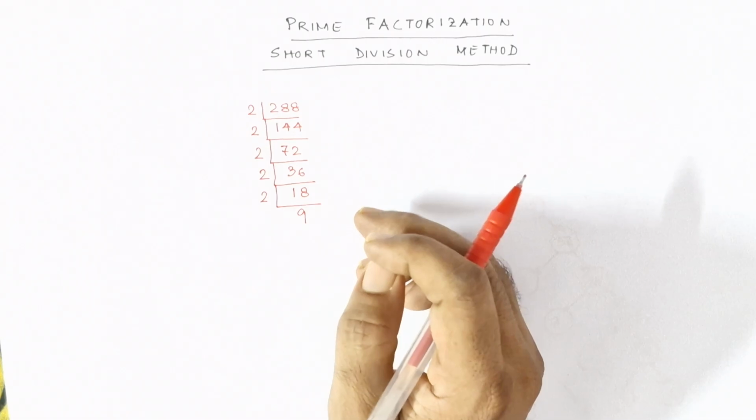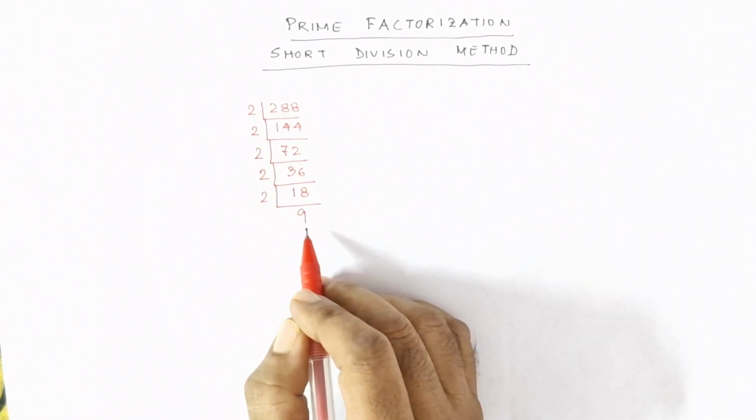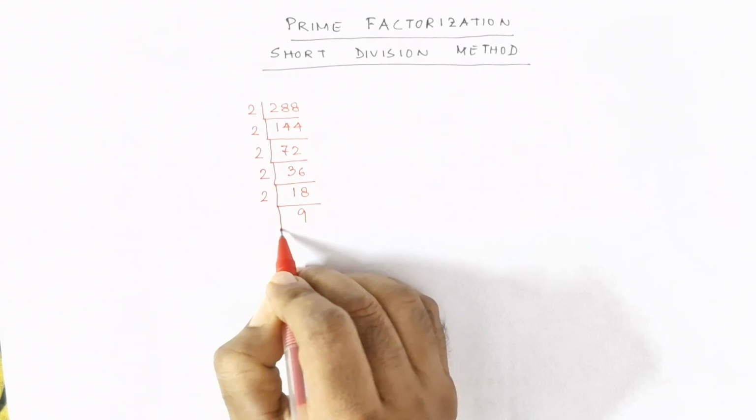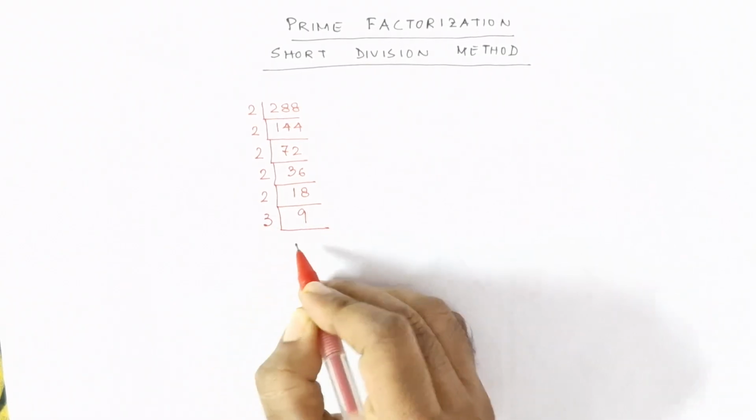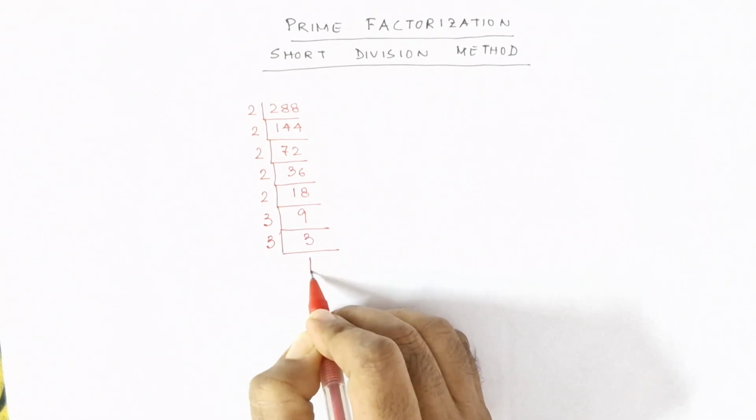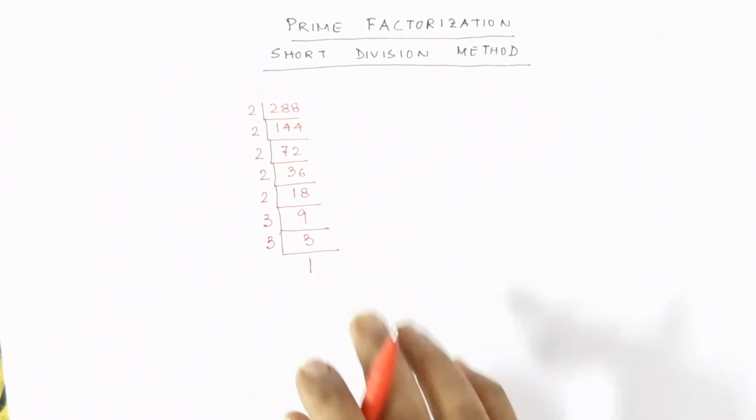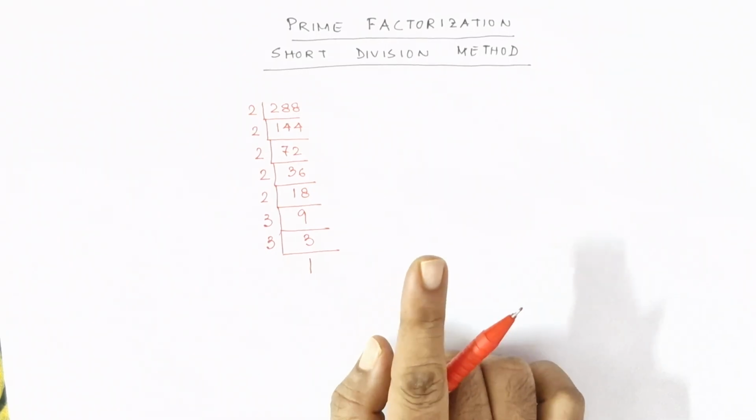So what will be the next prime number after 2? That will be 3. 3 divides 9 exactly. So we'll divide it by 3, then again 3, 1. So we'll stop here. As we said, we'll stop when the final quotient is 1.